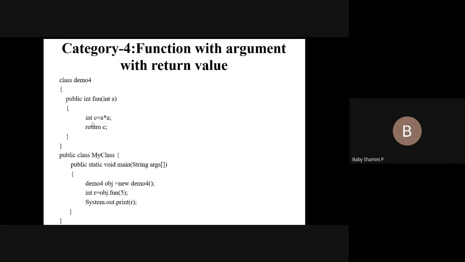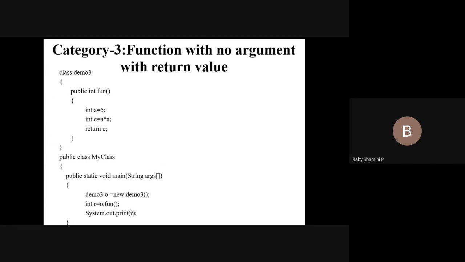Next one, int c equal to a into a. Again, it calculates the answer and returns the value in the variable c. Again, I am returning c to my main function. It returns this value into this location, obj.fun(5). So 25 I received in the main function. It is stored in the variable r. So I am going to print the output as 25. So this is category 4. That's all.